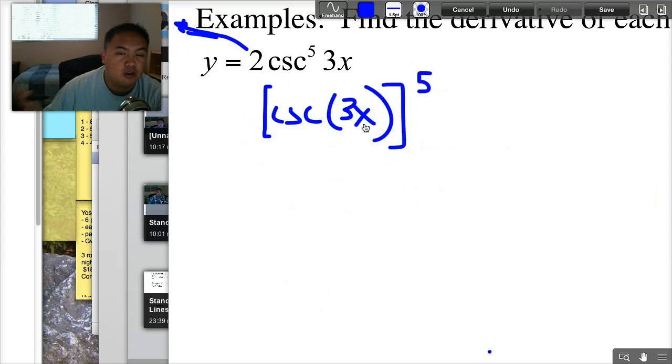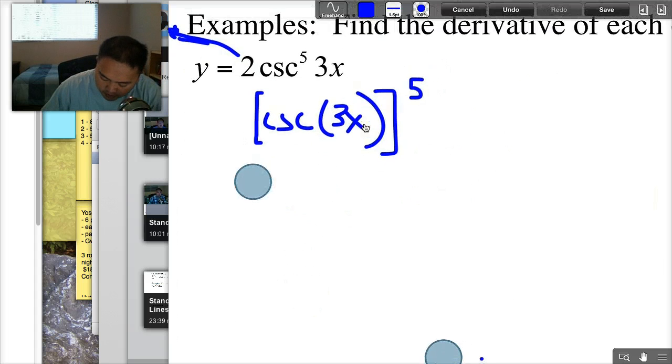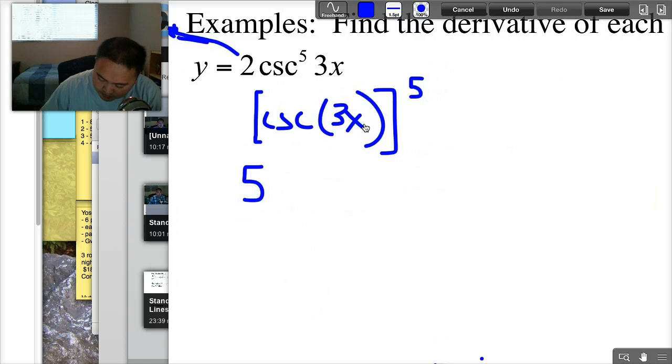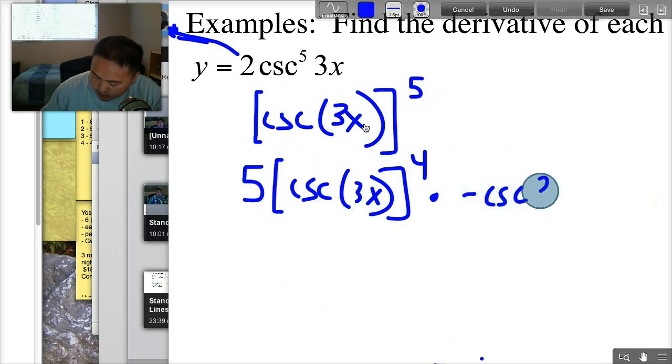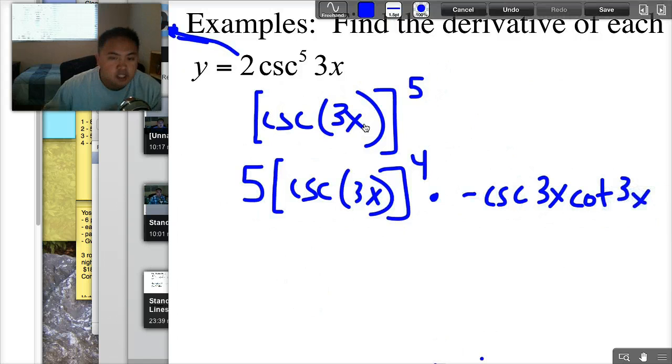So I'm just going to apply the chain rule a couple of times. If I do the chain rule to the outside function first, I get 5 cosecant 3x to the 4th power. So all I did was apply the power rule to the outside function and left the inside alone. Multiply by the derivative of the inside function. The next inside function is cosecant. If you look at your table, or if you remember, the derivative of cosecant is negative cosecant cotangent. And you may notice in the table it says the derivative of cosecant x is negative cosecant x cotangent x.